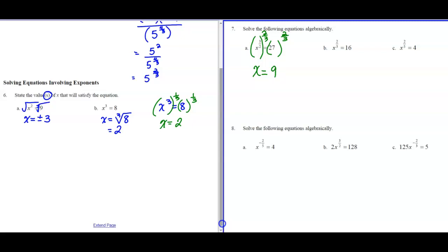Okay? Then be careful. You're taking the cube root of both sides, so you only have positive here. If you were taking the square root, then you would have positive or negative. So there you go, question?